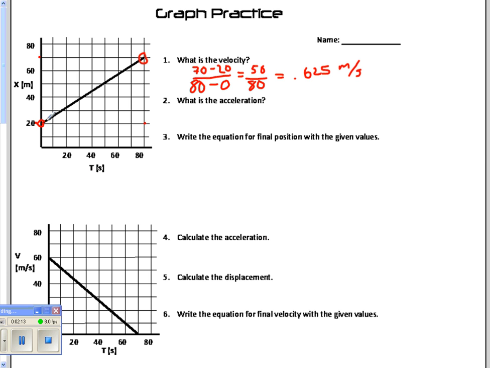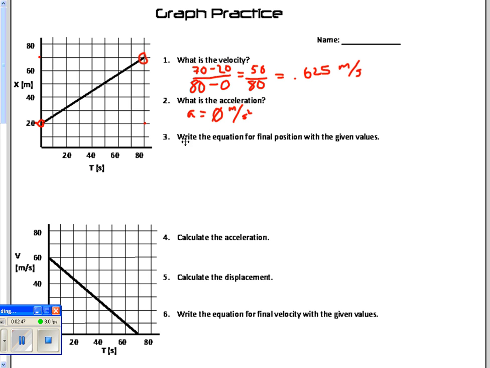If the slope is the velocity, like we just said, and if the slope doesn't change, that means the velocity doesn't change. If the velocity doesn't change, that means the acceleration is equal to 0. Again, if the velocity doesn't change, you have no acceleration. Because the slope doesn't change, the velocity doesn't change, the acceleration is 0.